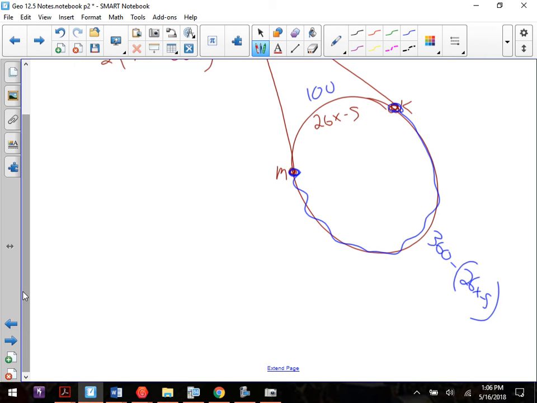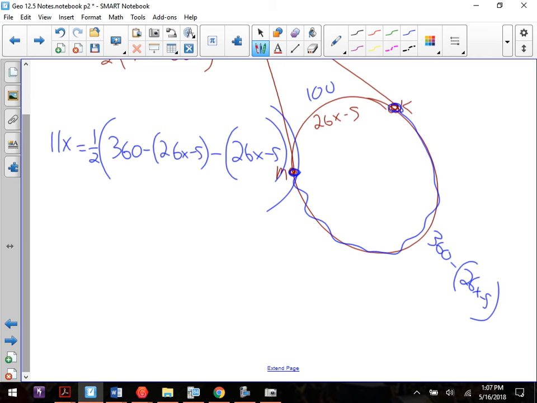Okay. Now going to the formula, we know that the angle, 11x, is half the far, 360, subtract the 26x minus 5. That's the far arc. And then subtract the close one, which is 26x minus 5. So in this nightmarish problem, you have to distribute twice. And that's the weird part of this.